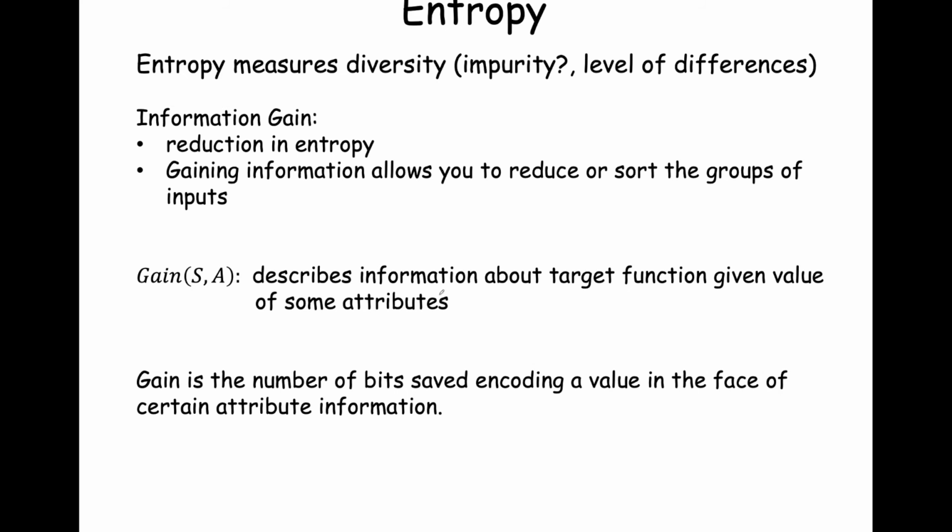All right, and so what does this gain tell you? It describes information about the target function given the value of some attributes. And what this information gain encodes is the number of bits you save when you encode a value in the face of certain information, i.e. the instantiations that your attribute can take on. And so the attribute that results in the most reduction in uncertainty is the one that you choose to split on.